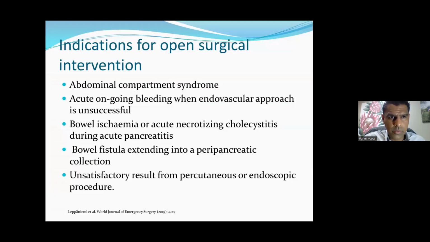So the indications for open surgical intervention include abdominal compartment syndrome, a patient with ongoing bleeding when an endovascular approach is unsuccessful, bowel ischemia or acute necrotizing cholecystitis during the acute pancreatitis, a bowel fistula that's extending into a peripancreatic collection, and any unsatisfactory result from a percutaneous or endoscopic procedure.